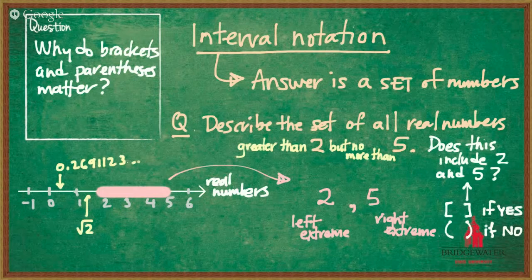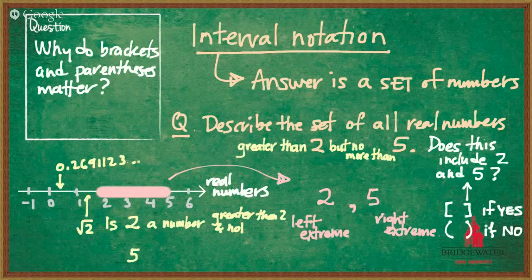So now I've used slightly more specific language to describe the set that we're talking about. If I want to know whether to use a round parenthesis or a square bracket in my interval notation, I'm going to take those two numbers themselves, 2 and 5, and ask whether they belong to our solution. Is 2 a number which is greater than 2 but not greater than 5? No more than 5. Well, it's certainly true that 2 is no more than 5, so that part of it is true. But is it true that 2 is a number greater than 2?